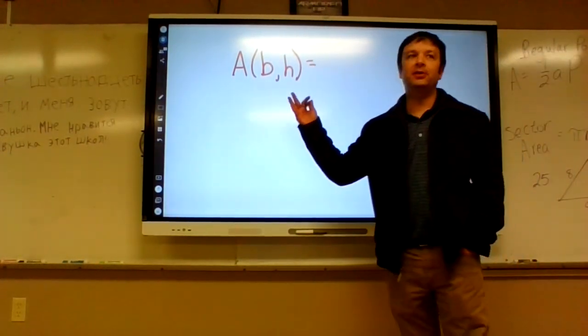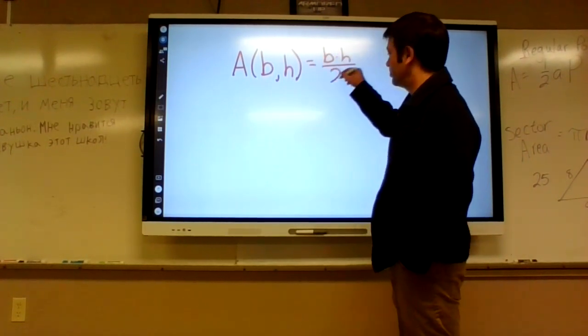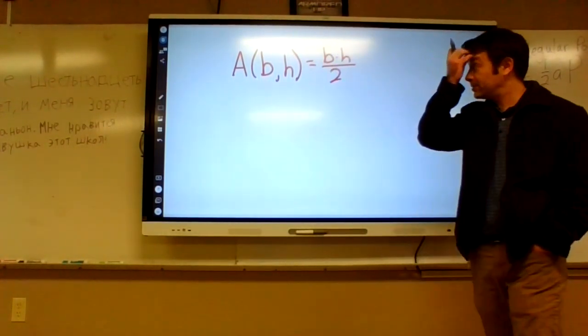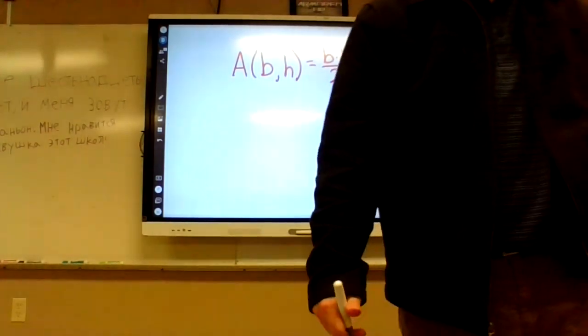How do you find the area of the triangle, guys? Base times height. Or 1/2 base times height, yeah. Or base times height times 0.5. Yeah, sure. Any of those are all good.